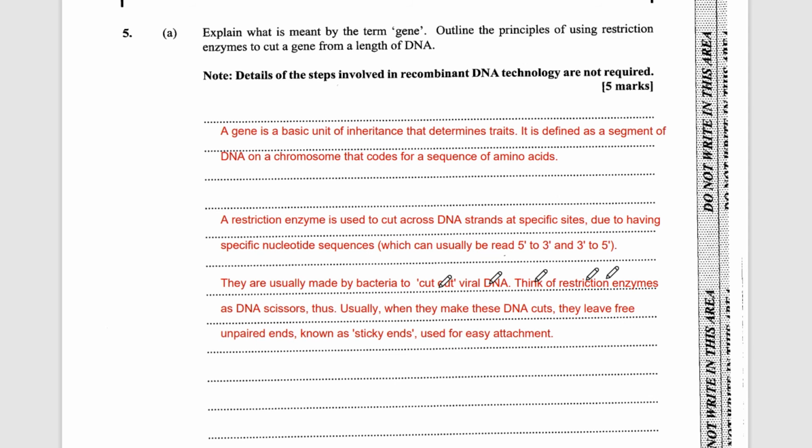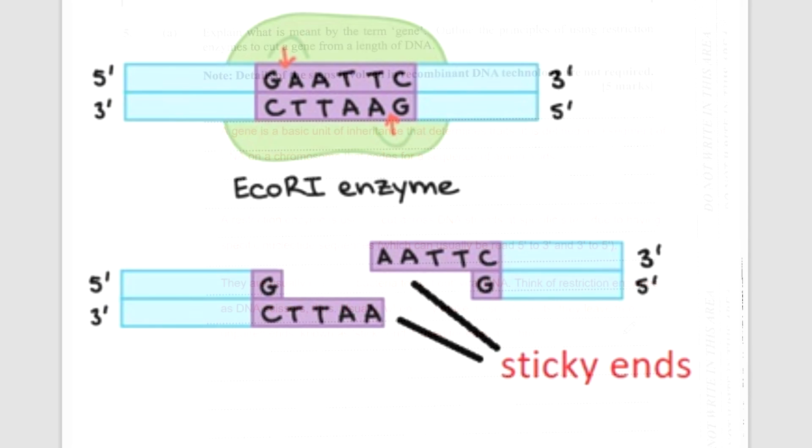Think of restriction enzymes as DNA scissors. Now, usually when they make these cuts, they will leave free unpaired ends. And these unpaired ends are called sticky ends, and these sticky ends are used for easy attachment to other sequences. I'll put up a little diagram here just so you'll see what I'm talking about.